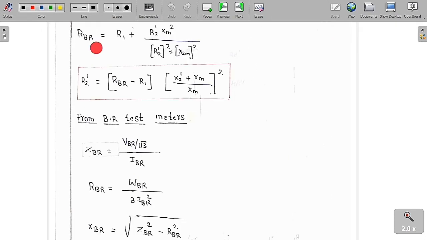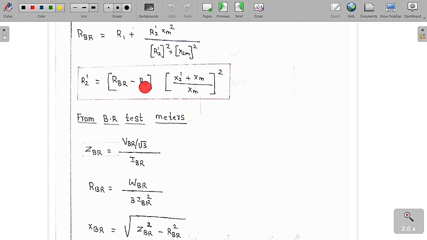Then what is RBR? If you take the real part, we finally get R1 plus R2 dash Xm square over R2 dash whole square plus X2m whole square. Then what is the value of R2 dash? From this I want to find R2 dash. If we do further analysis, X2m is equal to X2 dash plus Xm. If you substitute here, we get R2 dash equal to RBR minus R1 into X2 dash plus Xm by Xm whole square. So this is the analysis we finally get.